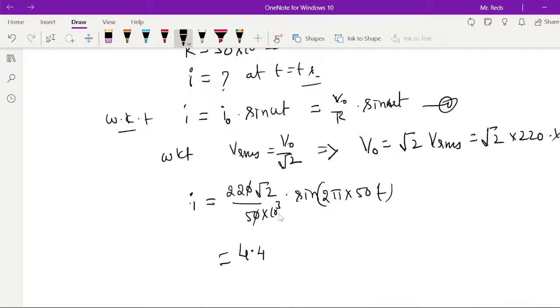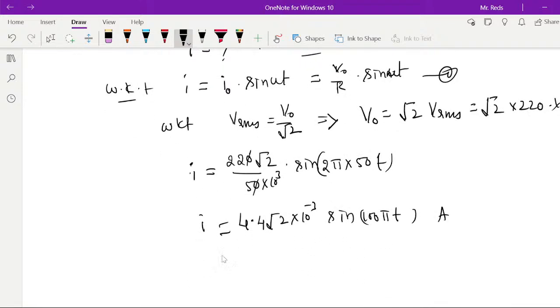10 power 3 in the numerator becomes 10 to the power minus 3, right? So we get 4.4 root 2 into 10 to the power minus 3 sin 100 pi t, which is the current. This is in amperes. But in the options, every option is in milliamps, so based on the options we have to simplify. Now how do we simplify further?